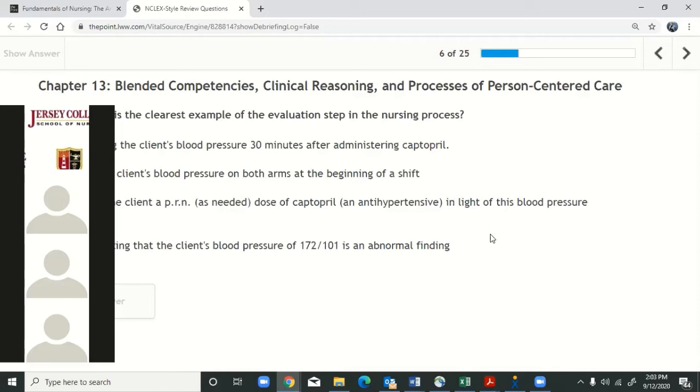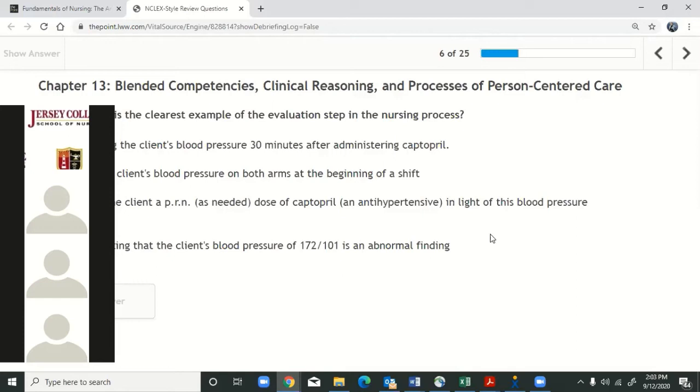Checking the blood pressure, I would say A. This is evaluating. So you're evaluating the blood pressure 30 minutes after administering this ACE inhibitor. Well, that the blood pressure is an abnormal finding, oh, it's D. D, recognizing that the blood pressure of 172/101 is an abnormal finding? Yes, I think so. Okay, so we have some A's and some D's.